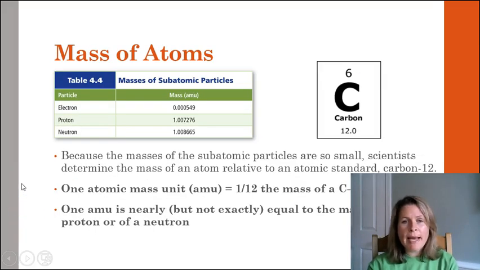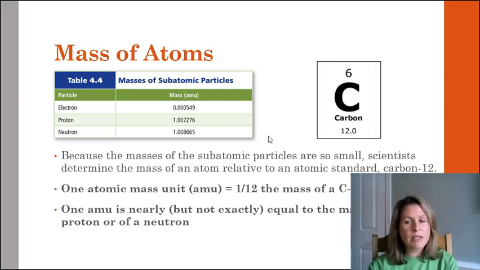All right, now let's look at the mass of atoms. We talked about the fact that a proton and a neutron have approximately the same mass, and we're showing that here. And then an electron is significantly smaller compared to protons and neutrons. It has a very teeny tiny mass. Because these masses are so small, and the first table that we looked at listed out the exact mass in grams, something like 10 to the minus 27, that's a teeny tiny number, and it becomes difficult to work with those small numbers.